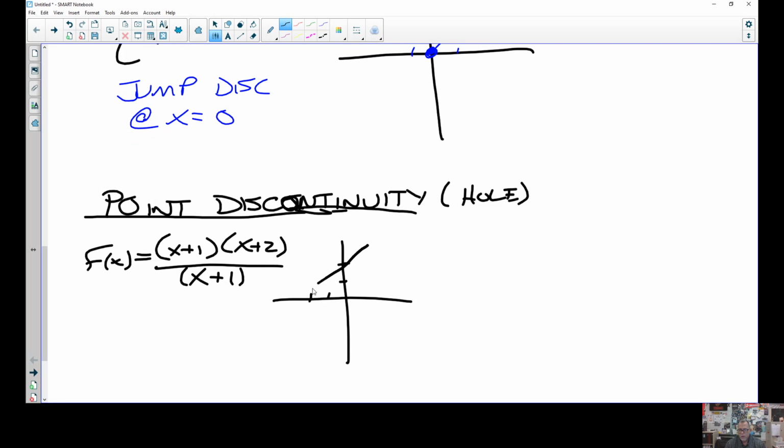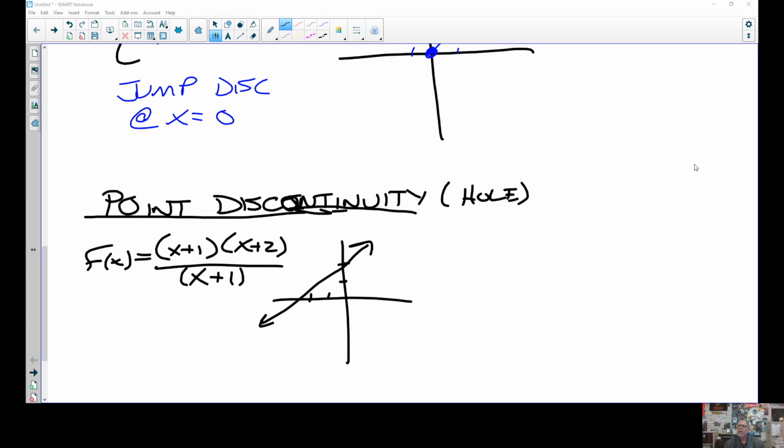If you doubt that, you can go ahead and graph this. Let me turn on my calculator. I already prepped it: x plus 1 times x plus 2, divided by x plus 1. When we graph that, we get this graph. It looks like a line.